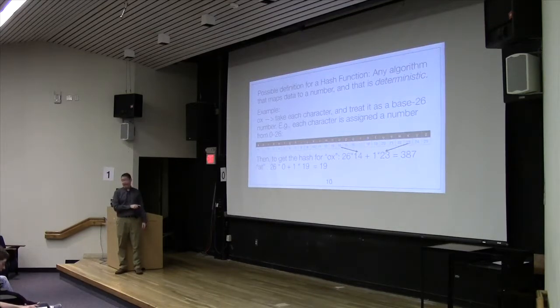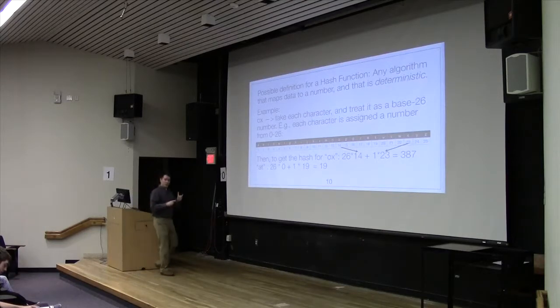For "at", if you had that as your letters, what would it be? A is 0, so 26 times 0, plus T is 19, so it's 1 times 19. Questions on how we apply that hash?